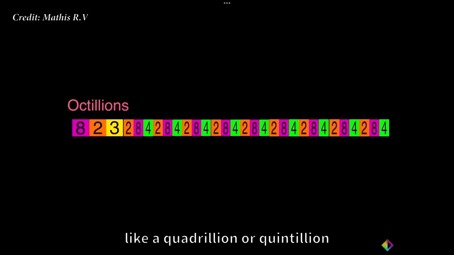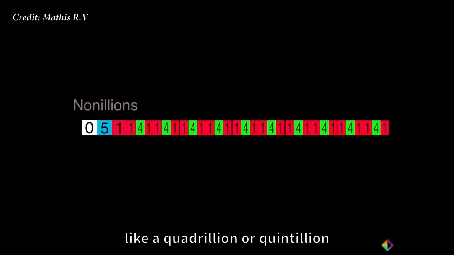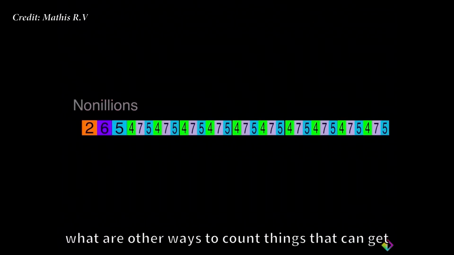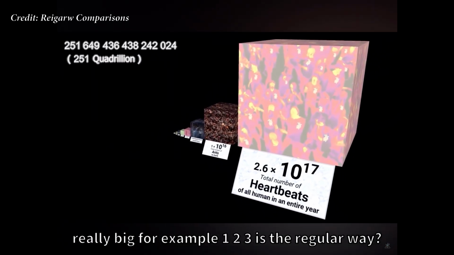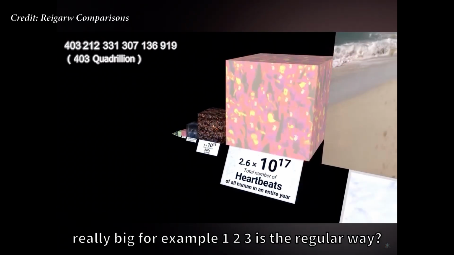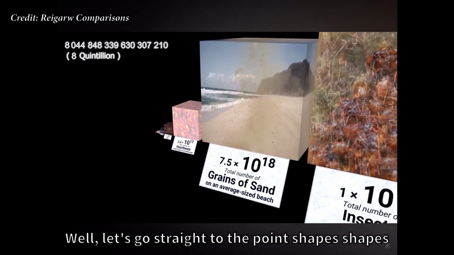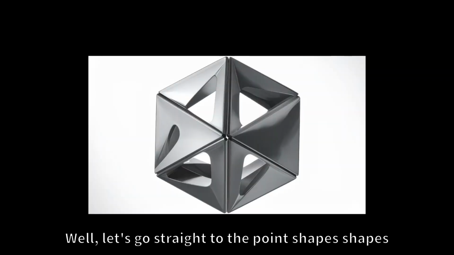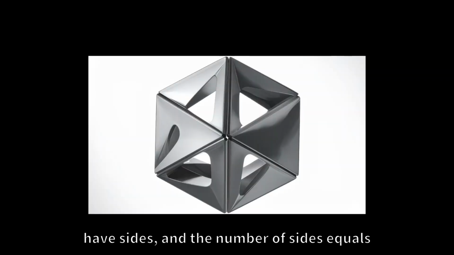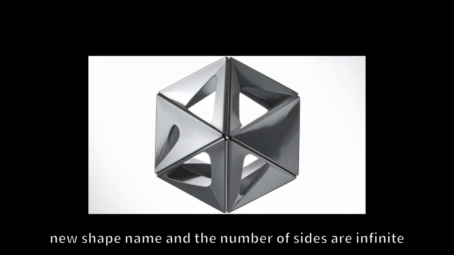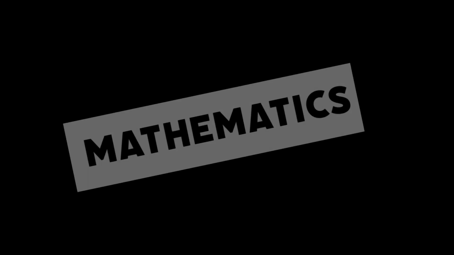You know those videos where you see really big numbers, like a quadrillion or quintillion? Well, what are other ways to count things that could get really big? For example, 1, 2, 3 is the regular way. Well, let's get straight to the point. Shapes. Shapes have sides, and the number of sides equals the new shape name, and the number of sides is infinite. So this video is going to be showing you the big, untouchable shapes in mathematics.